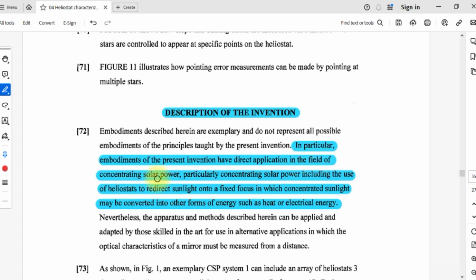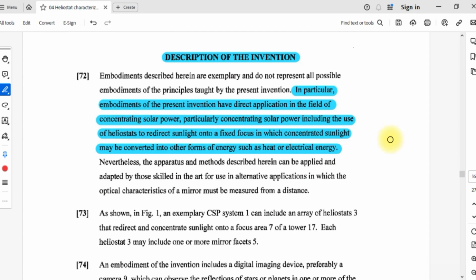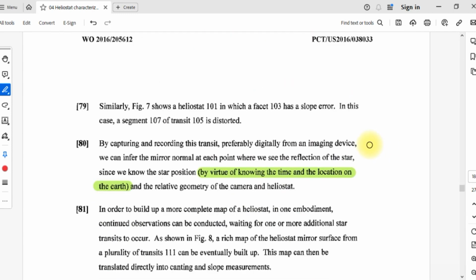Description of the invention: in particular, embodiments of the present invention have direct application in the field of concentrating solar power, including the use of heliostats to redirect sunlight onto a fixed focus, in which concentrated sunlight may be converted to other forms of energy such as heat or electrical energy. That's the invention, and it's a Google invention. Went over the TRIM document where they consider a flat non-rotating Earth.